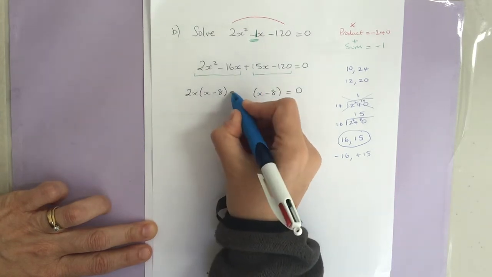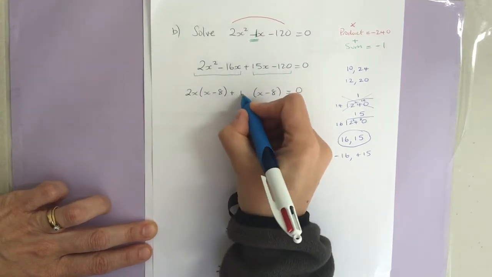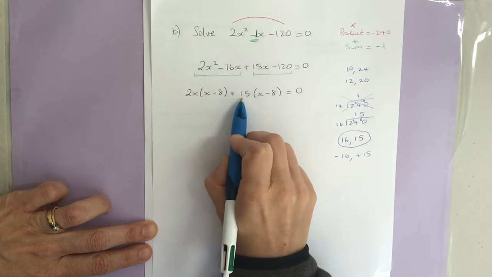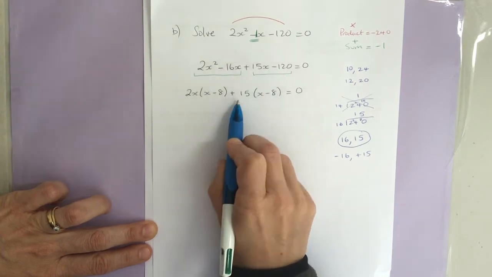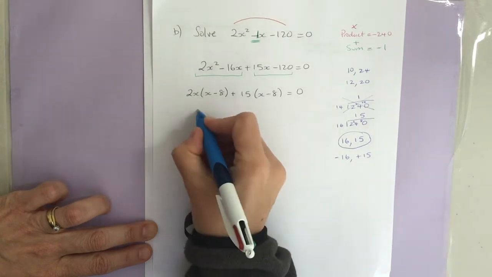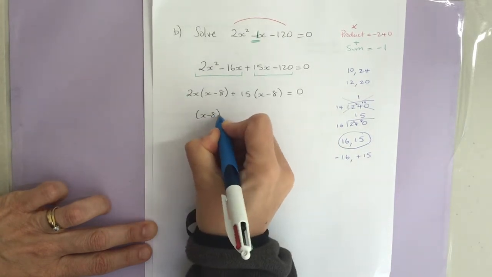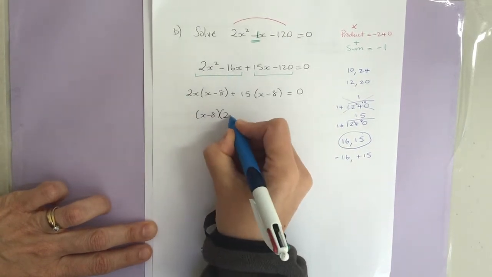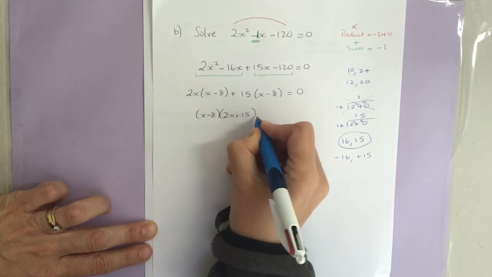I need a plus in the middle. What do I need here? I need 15 to get 15x. So 15 times x is positive 15x. 15 times minus 8 is negative 120. So that definitely works. So x minus 8, 2x plus 15.